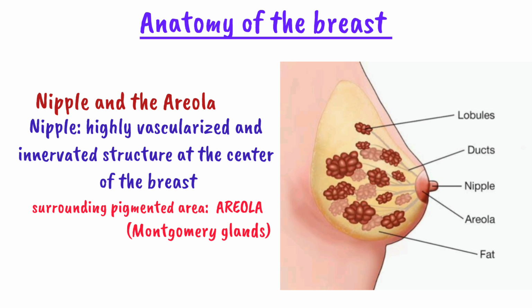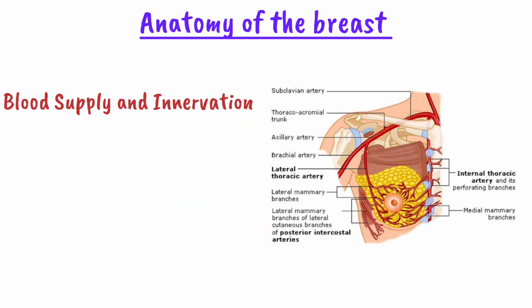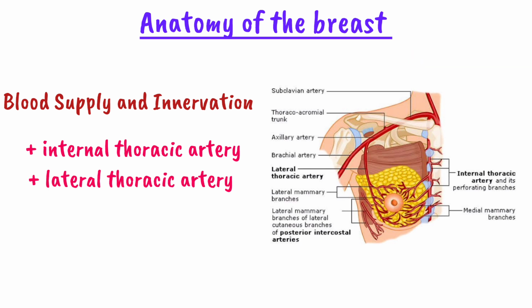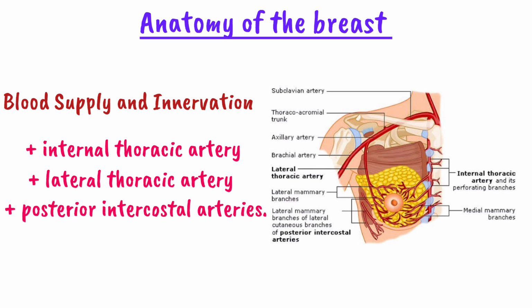Now let's talk about blood supply and innervation. The breast receives an extensive blood supply primarily from branches of the internal thoracic artery, also known as the internal mammary artery, the lateral thoracic artery, and the posterior intercostal arteries. Venous drainage follows a similar pattern, with blood returning to the heart through the internal thoracic and the axillary veins. So take notes of the arteries and the veins. This might come out in your exams.